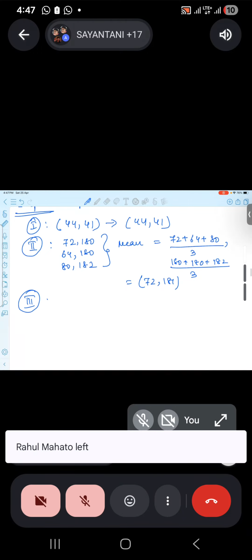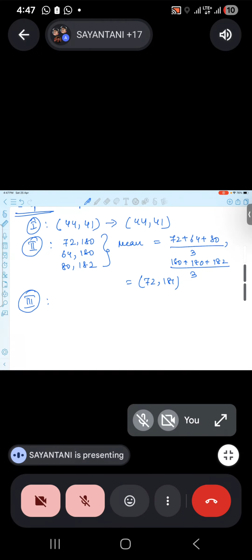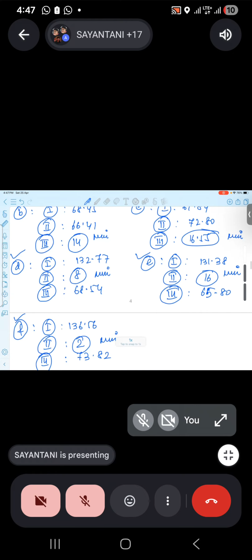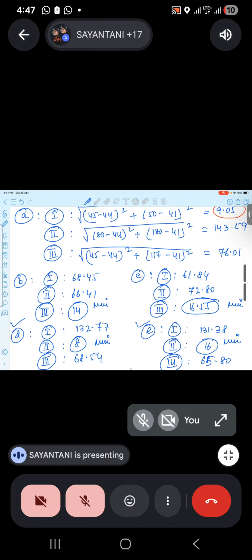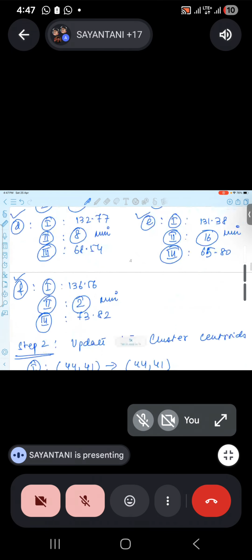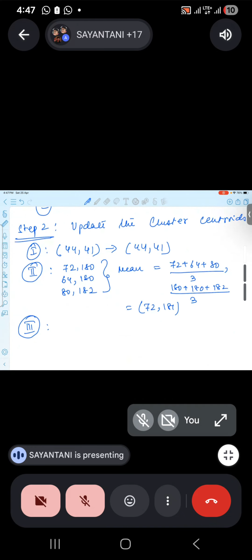Similarly, for cluster centroid number 3, 3 has a minimum distance with respect to B and C. So take the mean values of those coordinates: 59, 117 and 60, 110. If you consider the mean value, you get the output as this.